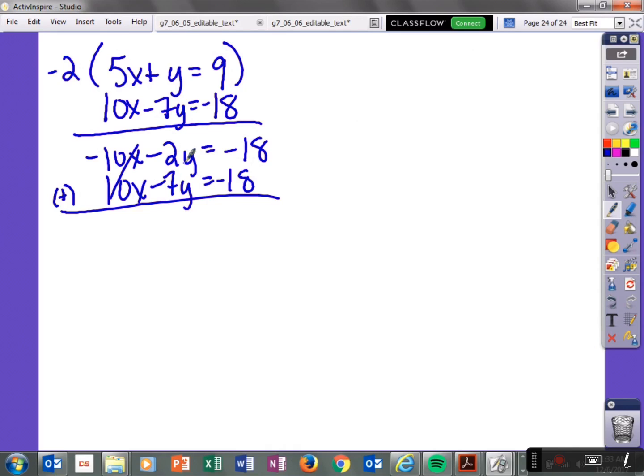-2y plus -7y is -9y. -18 plus -18 is -36. Now what do we do? Divide. Divide by -9.